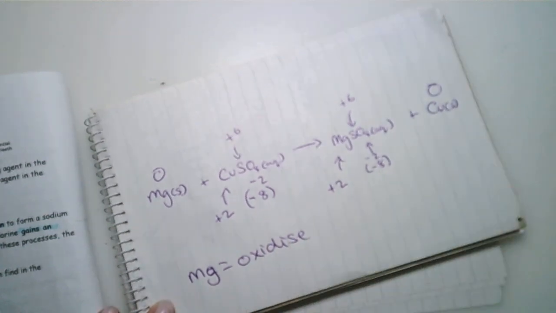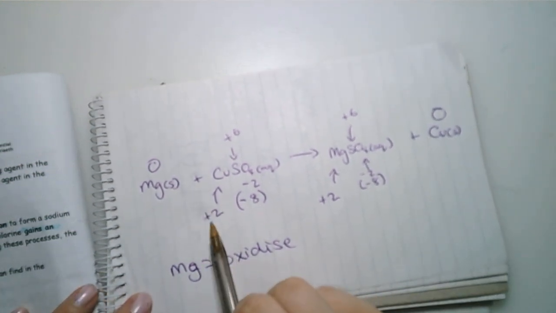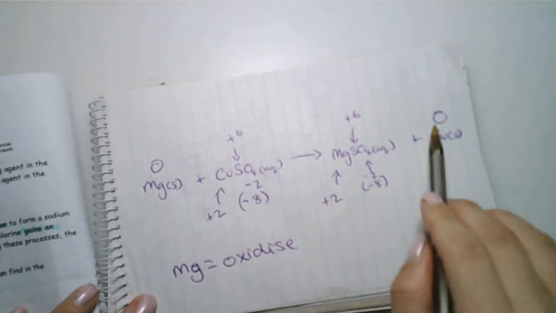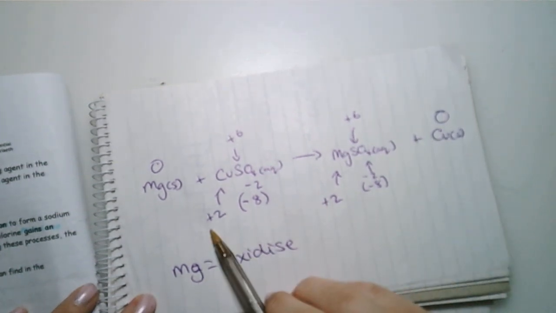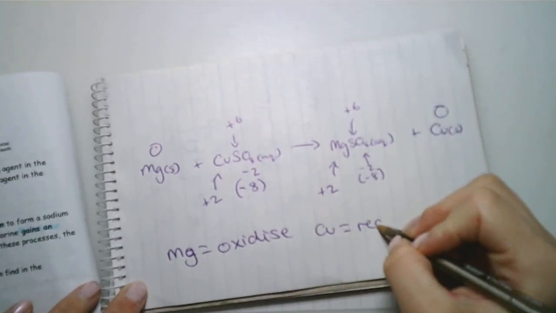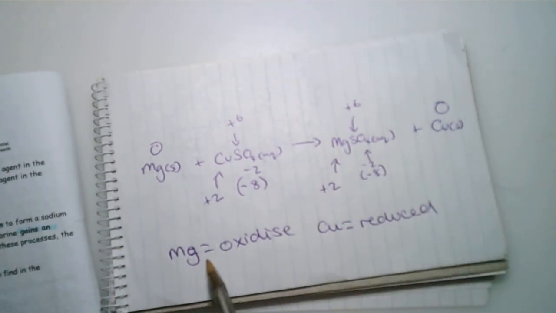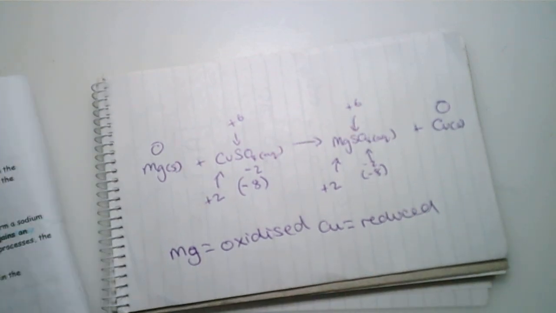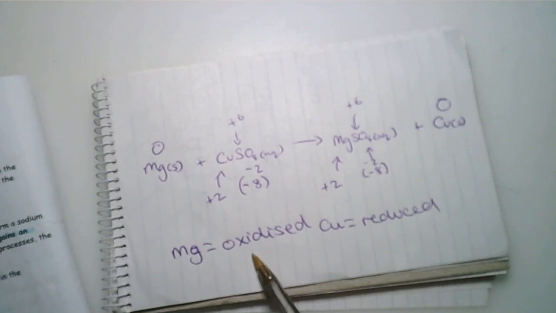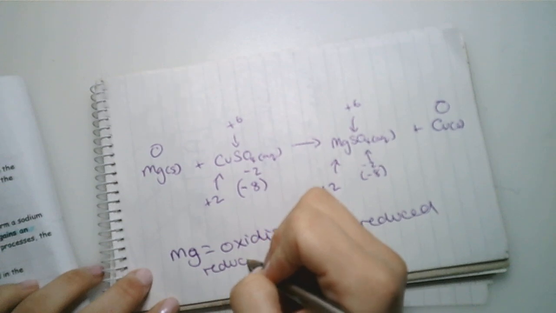And then if we look at, say, copper for example, that was a +2 for its oxidation number, and now it's 0. So its oxidation number has decreased, therefore it's been reduced, and it's gained electrons. So copper has been reduced. So because you have an element being oxidized, which is magnesium, and an element being reduced, then that is a redox reaction.